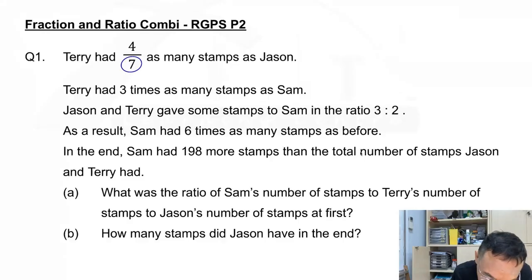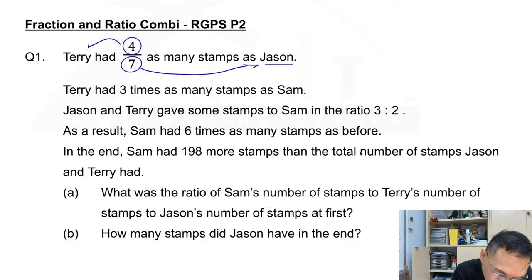7 is Jason. Okay, Jason. And then, who is 4? This one no need to ask you lah. Too obvious already. This must be Terry, right? Okay. Then the next keyword is Terry is 3 times as many as Sam.